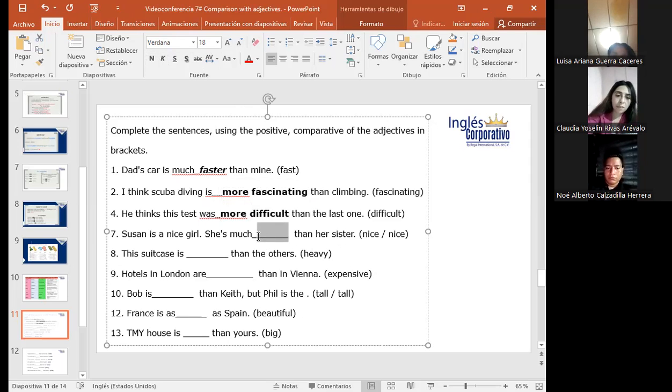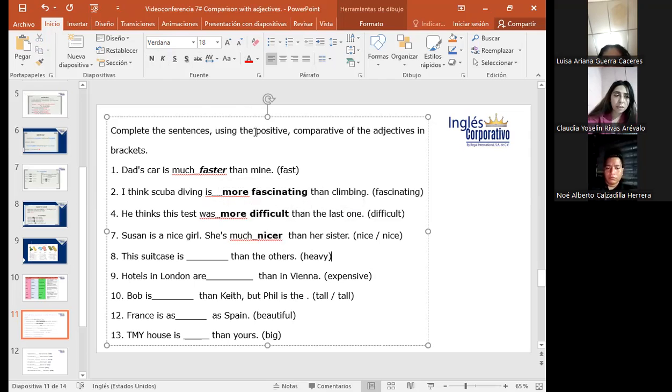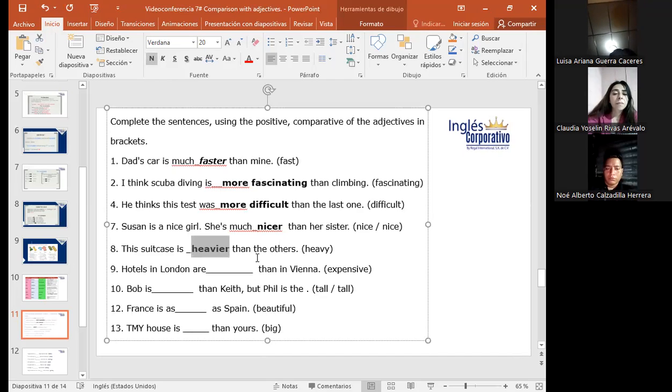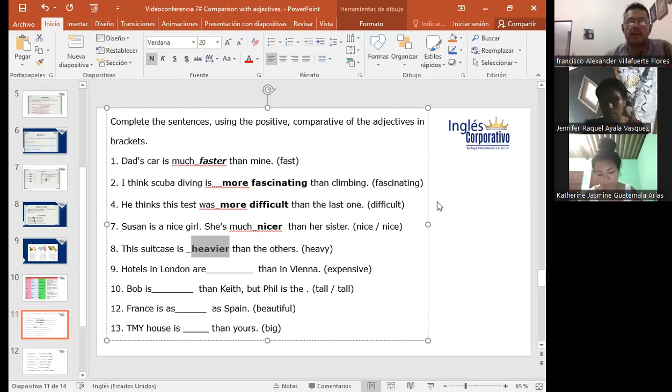And the next one, Susan is a nice girl and she is much nicer. Exactly. Yes, that's correct. And the next one, this suitcase is heavier. You see it like this? Yes. And also you can appreciate that we eliminate the Y and we add I plus ER, so we say heavier. So look at the examples.